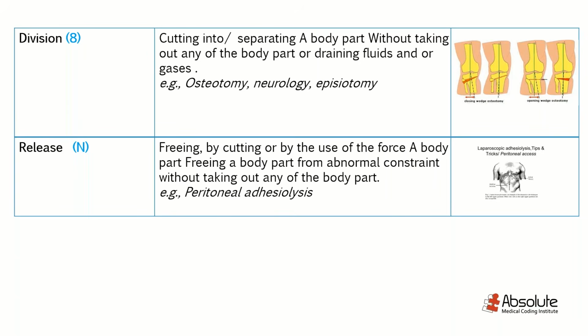All right. So next, release. The value is N, and it's freeing by cutting or by the use of force a body part, freeing a body part from abnormal constraint without taking any of the body part. So a good example would be peritoneal adhesions or adhesiolysis. Adhesiolysis, this is the lysis of adhesions of the peritoneal.